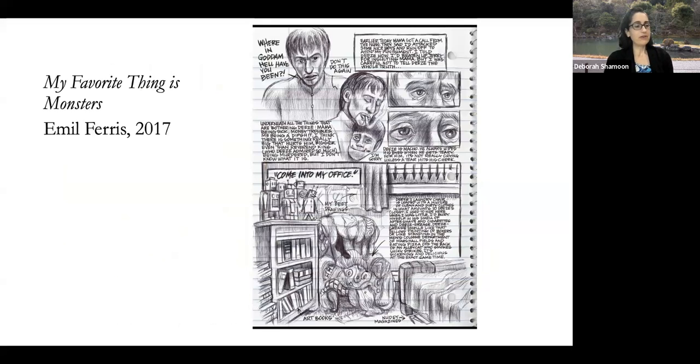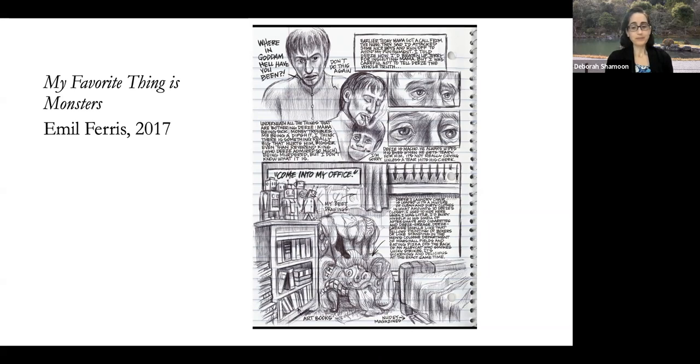This is My Favorite Thing is Monsters by Emil Ferris. This comic is in the form of the diary of a teenage girl to the extent of being drawn on actual spiral-bound notebooks. Like shoujo manga, it's narrated intradiegetically in a stream of consciousness style. And the narrator depicts herself as a monster. This is her in the center here. So the artwork is expressionistic rather than mimetic.